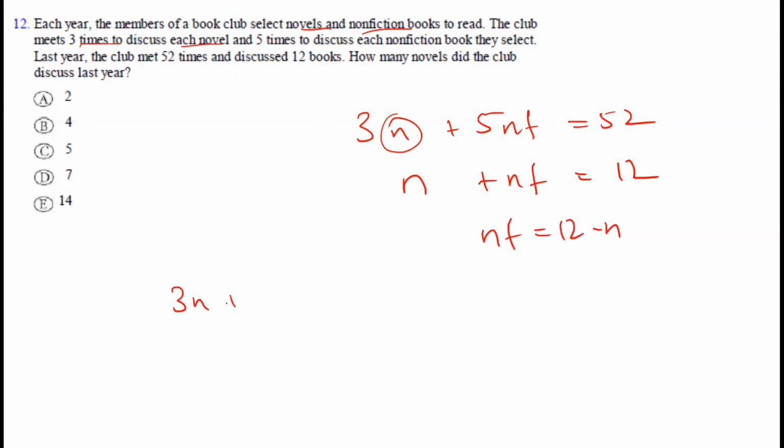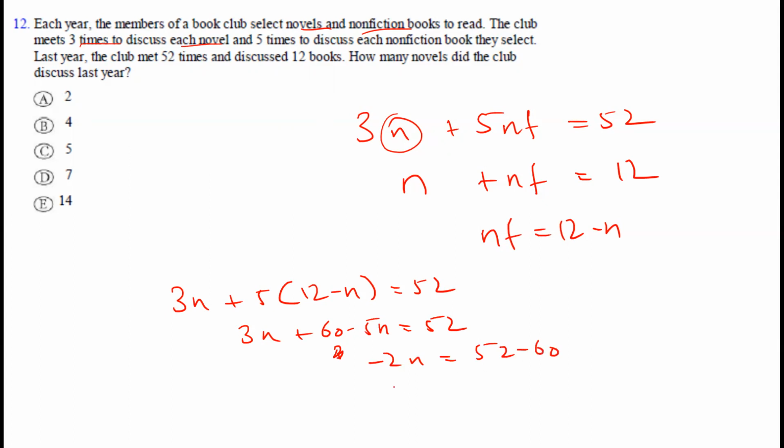So 3N plus 5 times (12 minus N) equals 52. So 3N plus 60 minus 5N equals 52. So 3N minus 5N would be minus 2N, and 52 minus 60 would be minus 8. So minus 2N equals minus 8. N equals 4. So the number of novels the club read last year was 4.